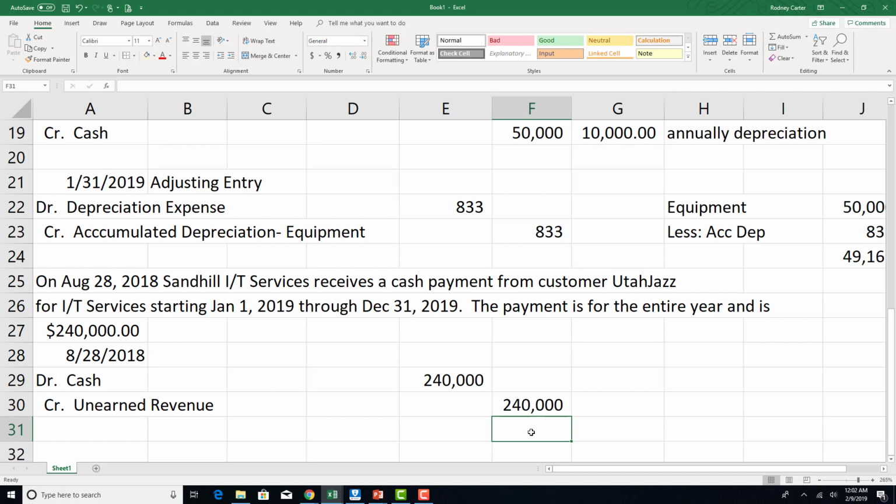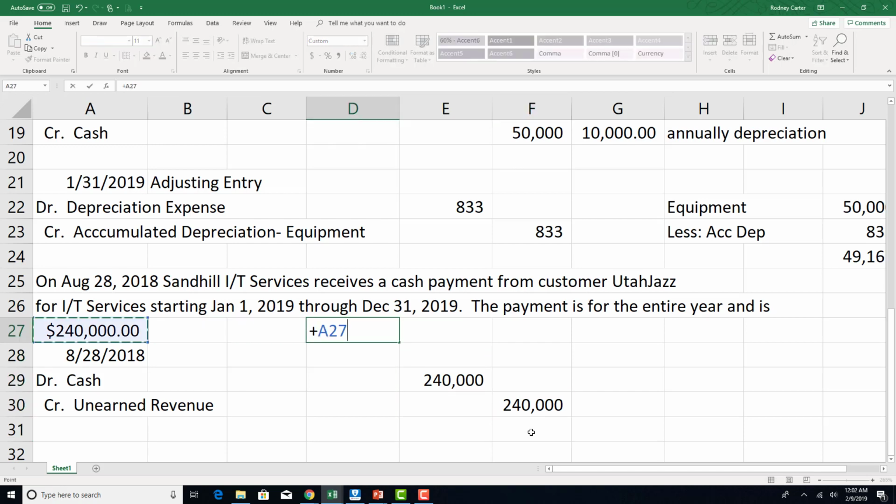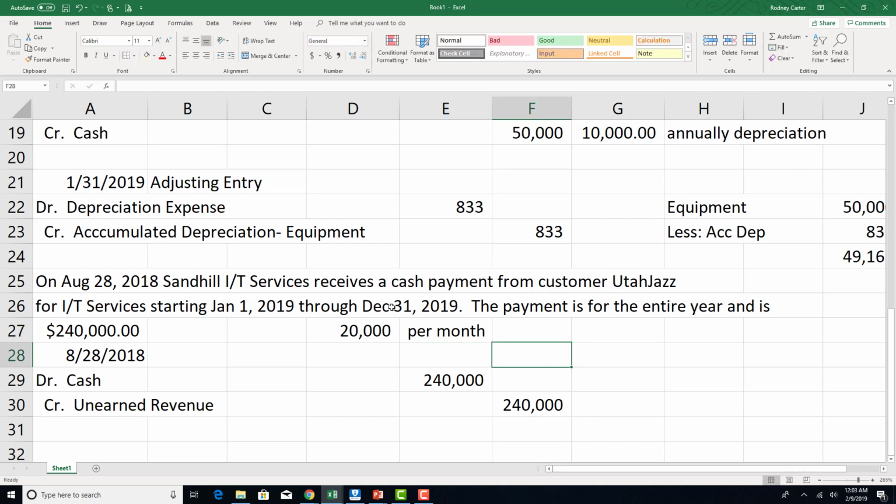Why isn't this revenue yet for Sandhill? Because they haven't earned it. They haven't performed the IT services they've contracted to in January, February, March, on and on, the 12 months of 2019 where this contract runs. I'm going to do some basic math here. 240 divided by the 12 months is $20,000 per month of the cost of this contract.